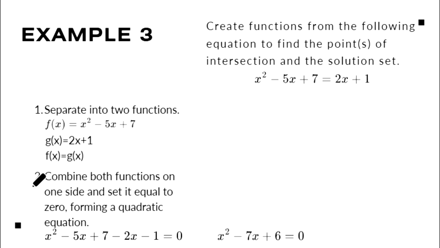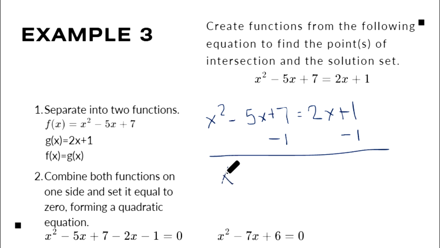Okay? The second step is to combine both functions on one side and set it equal to 0, forming a quadratic equation. Okay? So we start with f of x, and then we want g of x to be there too. Okay? So we're going to do x squared minus 5x plus 7 is equal to g of x, which is 2x plus 1. Okay, that's this one right here. We need to move all this over. So we're going to subtract 1 from both sides. Okay, so we have x squared minus 5x, 7 minus 1 is 6 equals 2x.